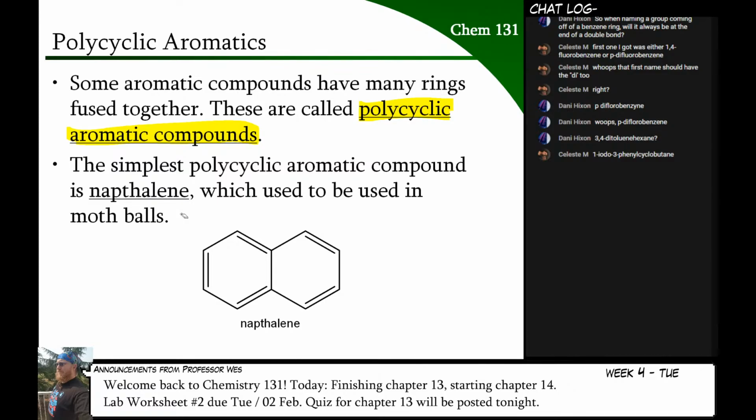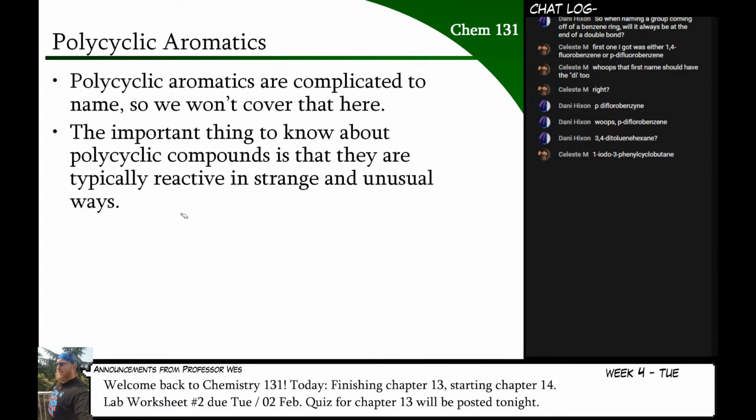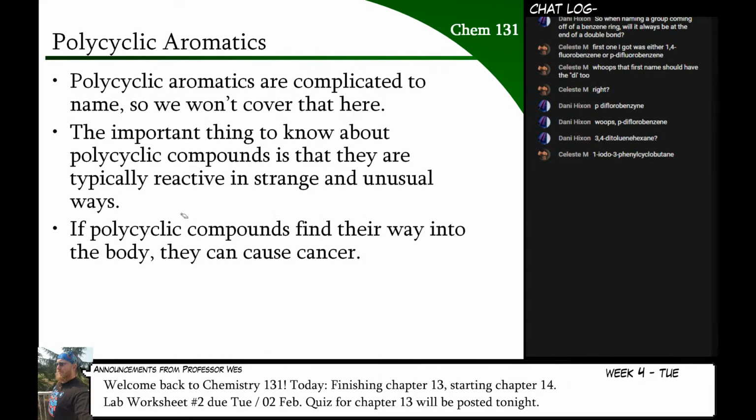There are other common polycyclic compounds, but you will not need to memorize them. All you really need to know is that polycyclic aromatic compounds are bad. Why are they bad? Well, they react in very weird ways, because putting a bunch of benzene rings together actually makes them more reactive, it turns out. And so polycyclic compounds in the body are often carcinogens.